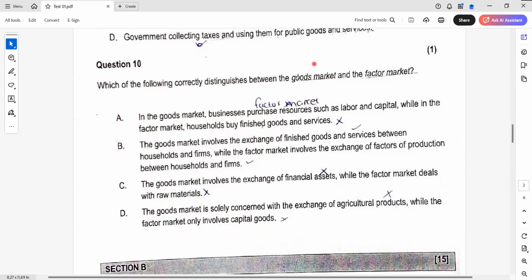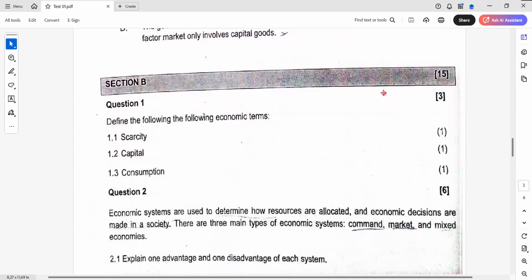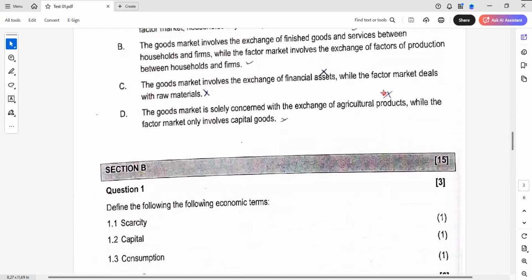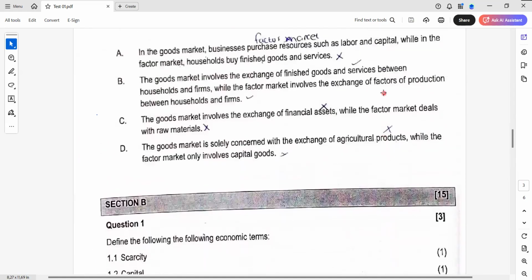Because in the goods market, that is where we purchase finished goods and services which we are going to use for consumption as households. And in the factor market, that is basically where as households we sell our factors of production, so that they can also sell these factors of production to the firms, and the firms can use these factors of production in the production process to produce some more goods and services, right? Okay, so we're done with that one. So the correct answer here is B.